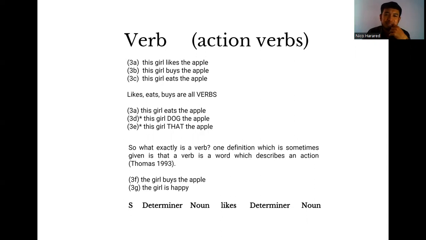But we cannot say it just like this. So what do you say about this? This girl dropped the apple. So what exactly is a verb? A verb is something that describes the action. We can find out that in the girl buys the apple, buys is identified as a verb. And in the girl is happy, is is identified as a verb in English because it is the category for to be. So that was verb.